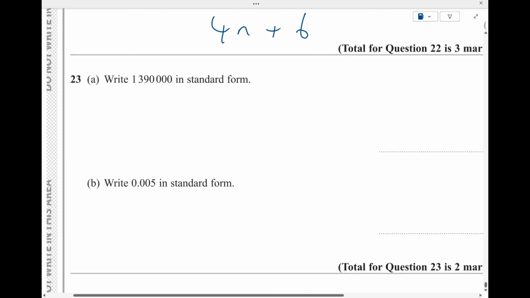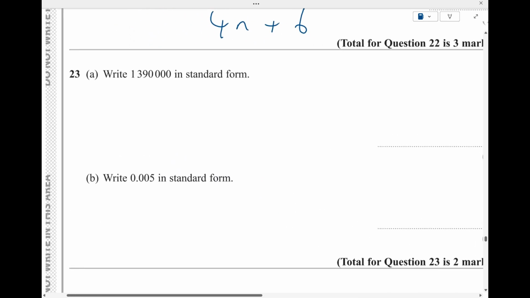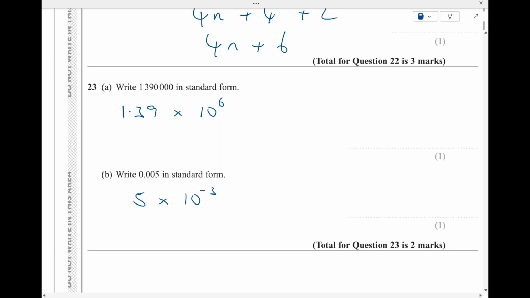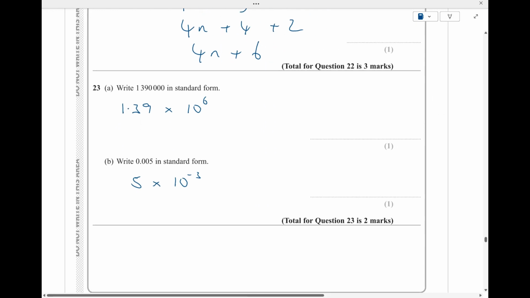23, standard form. Right, it's going to be 1.39 times 10 to the power of 6. And write this in standard form, it's going to be 5 times 10 to the power of minus 3. Okay, that's number 23 done.